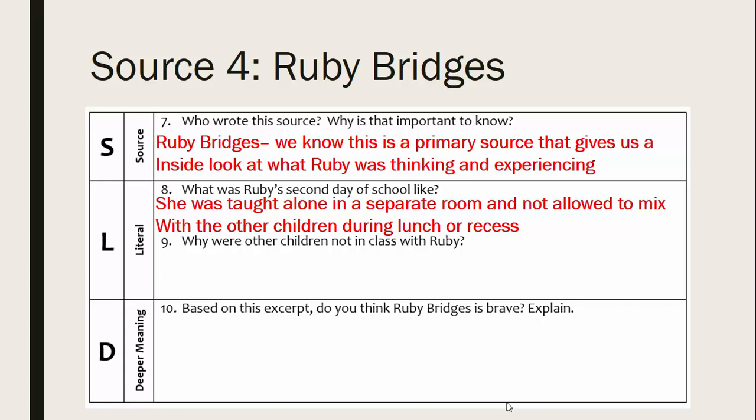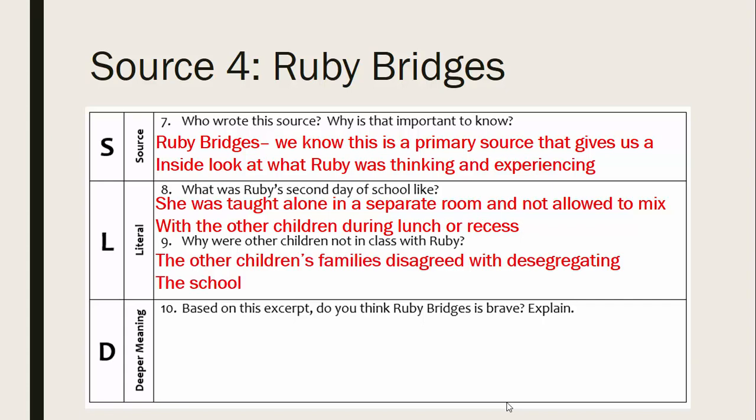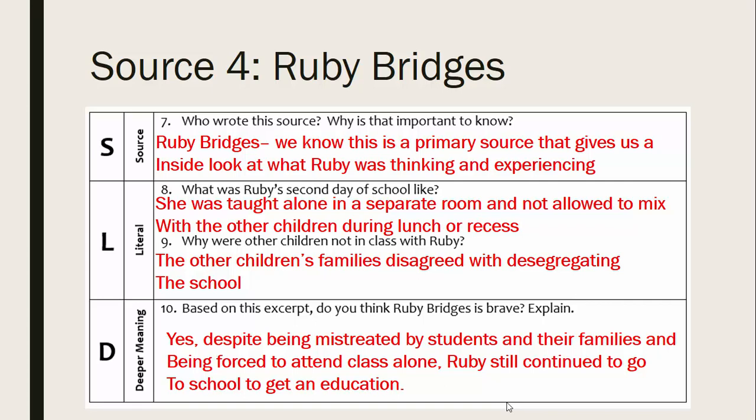And then why were there other children not in class with Ruby? It's because those children's families disagreed with desegregating the school or integrating the school. So there was still a lot of racism that Ruby faced, even though she had integrated a school. Based on this excerpt, do you think that Ruby Bridges is brave? I put yeah. Despite being mistreated by students and their families and being forced to attend class alone, she continued to go to school because she wanted a good education.